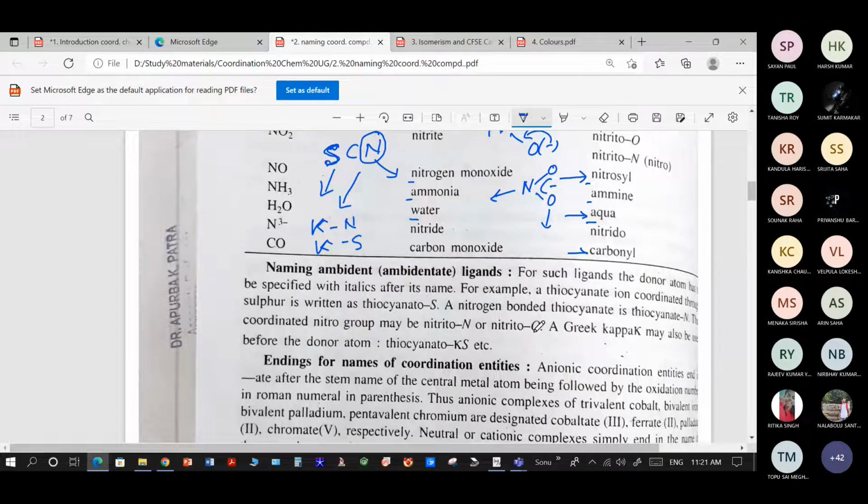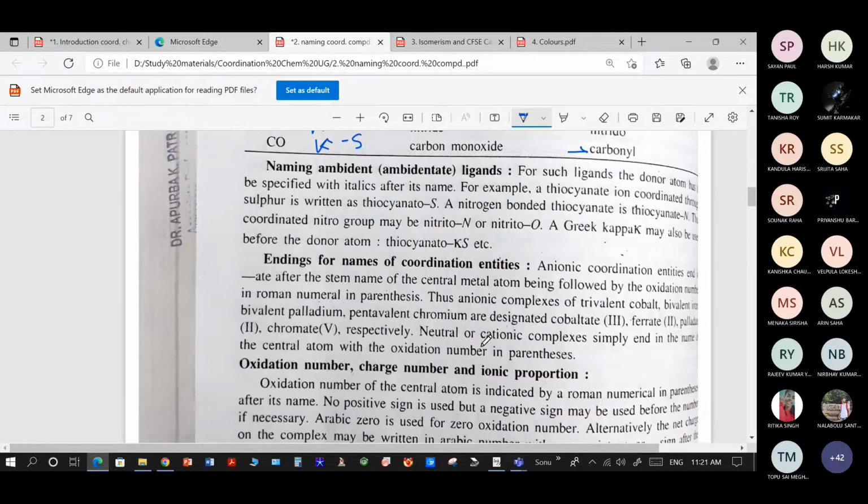Nitrito-N or nitrito-O. It may coordinate via the nitrogen or the oxygen atoms. And then you have to remember, after all the names of the ligands, the metal will come into the picture. Now you can simply write down the metal, and then in parentheses, within a first bracket, the oxidation state of the metal center.